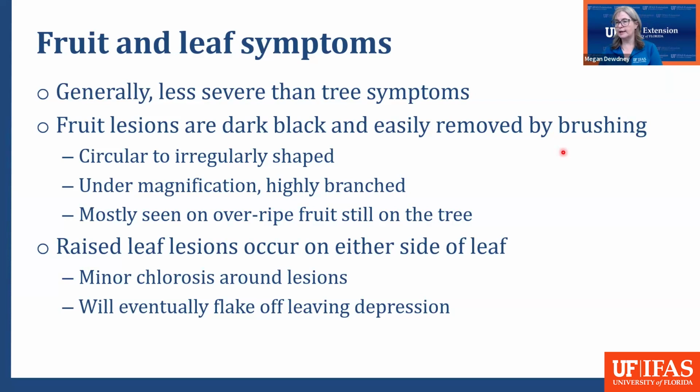There are also raised leaf lesions that occur on either side of the leaf, reported with minor chlorosis around the lesions, and they will eventually apparently flake off, leaving a depression. I have never seen the leaf lesions in the grove. Perhaps I've just not been there at the right time, but since they flake off, it sounds like they are really difficult to spot because they're probably there and then gone. And if you're not there at just the right time, then that's problematic for seeing that disease symptom.